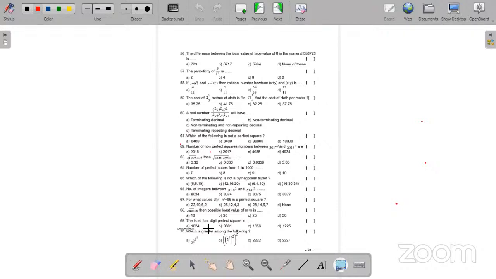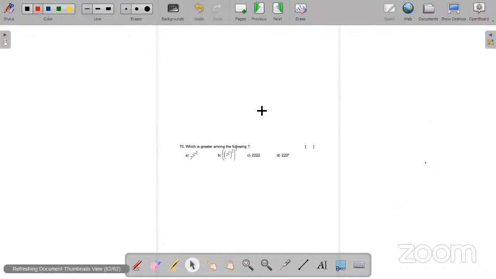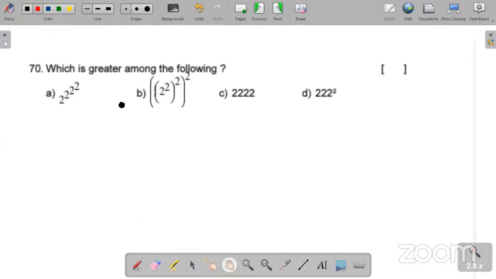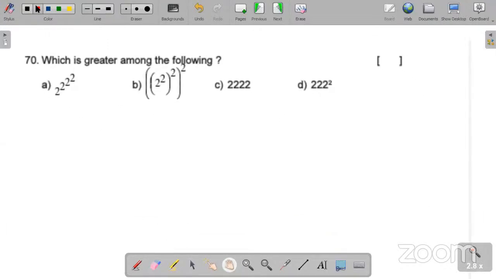Now next, this is a very important problem. Just check this question. Which is greater among the following? A. What is A here? A is 2 to the power of 2 to the power of 2 to the power of 2.